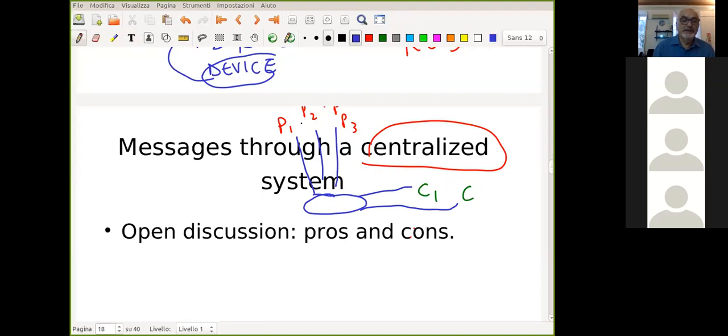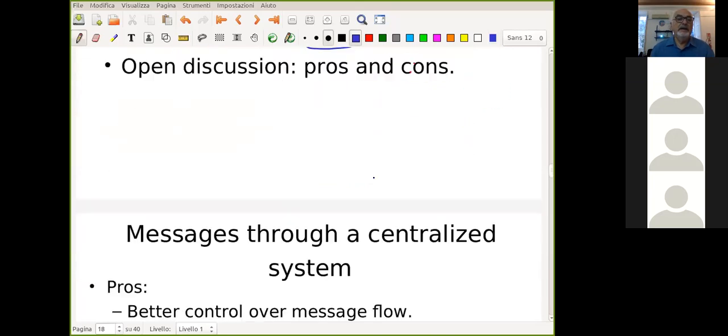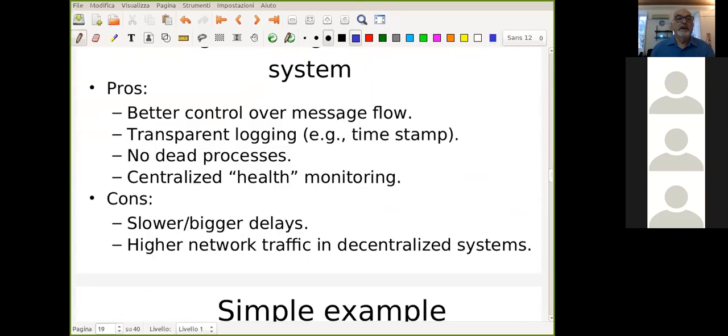So this is the concept of centralized. Everything flows inside a central structure. So the middleware takes into account everything. This is one possible solution. And here there are pros and cons.